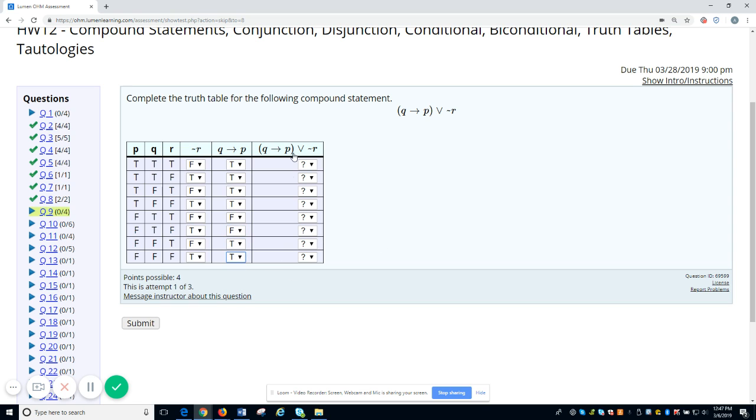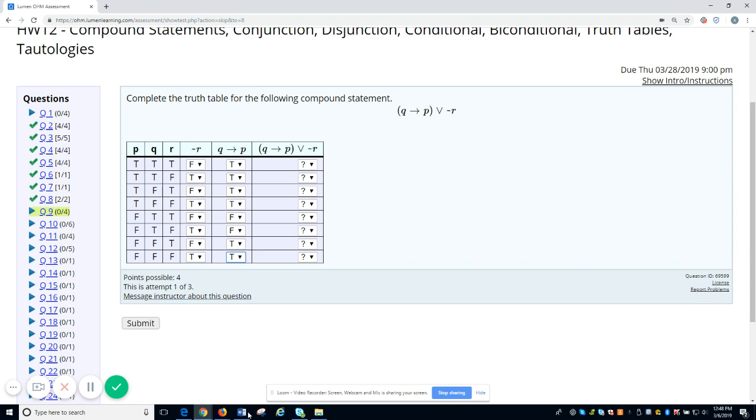All right, and then the last column, so you have to figure out what we've already done. So we've just done this, the Q and P, and we got a value for that. We already did the negated R, and we got a value for that. So that means the only thing that we haven't done is connecting the result of this to the result of this with the OR operator.